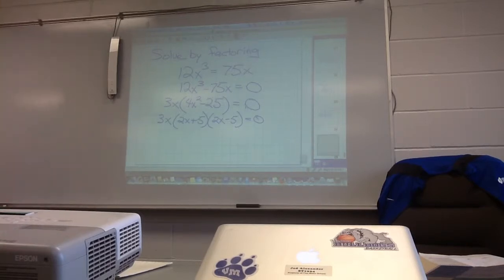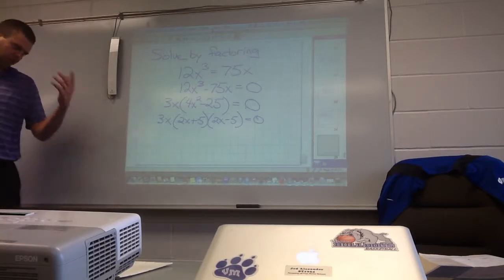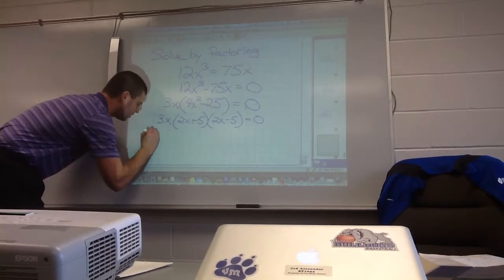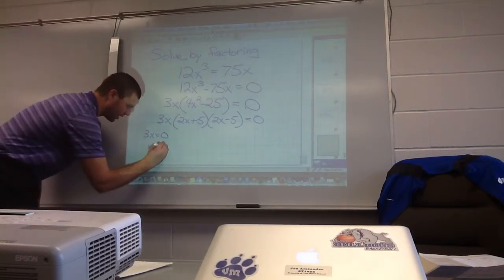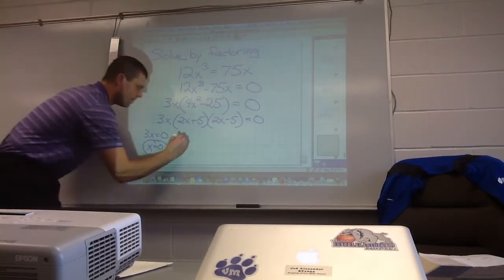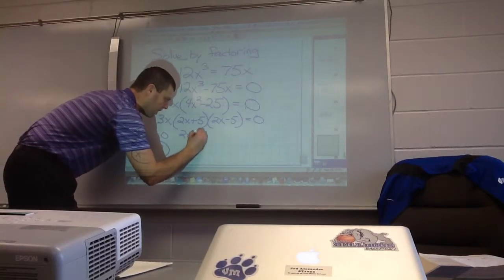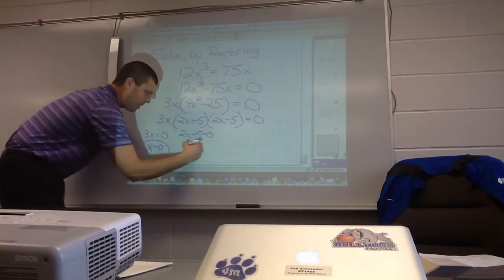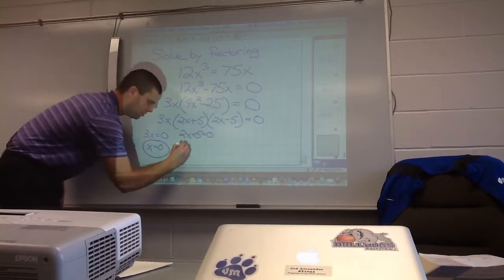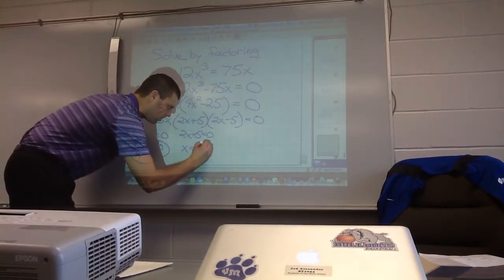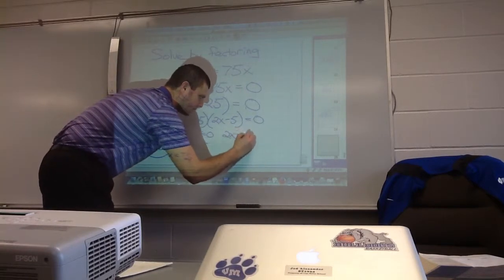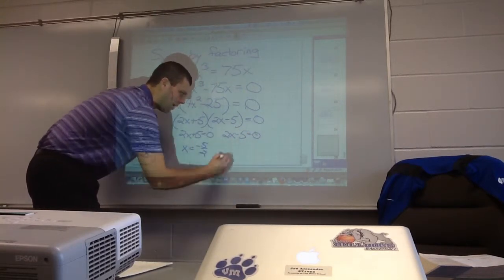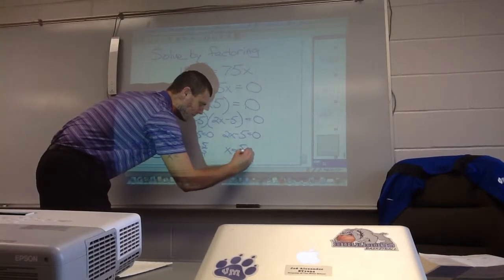Now if I factored it completely, what do I do with each factor to solve? Set it equal to 0. So 3x equals 0. Divide both sides by 3, I get x equals 0. 2x plus 5 equals 0. Minus 5 and divide by 2, so I get negative 5 halves. 2x minus 5 equals 0. Add 5, divide by 2, and I get positive 5 halves.